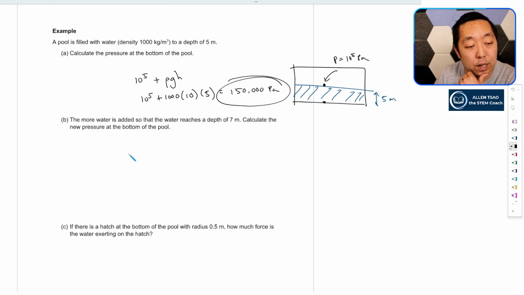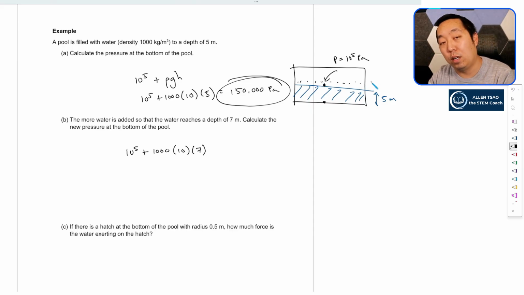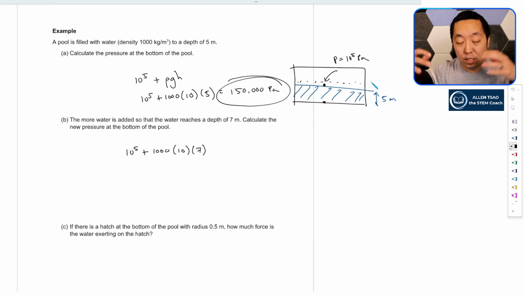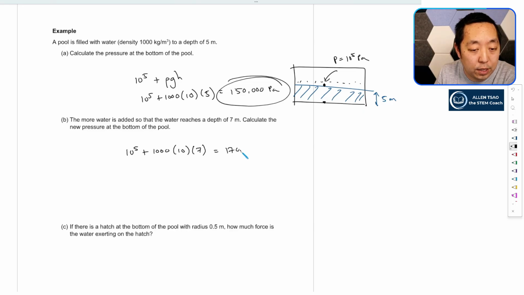Calculate the new pressure at the bottom of the pool. Well, that's 10 to the 5th plus 1,000 times 10 times 7. Honestly, it has to do with the weight of the water. That's part of the reason this is happening: the buoyant force and all of those forces are because of the weight of the water. This would be 170,000 pascals.